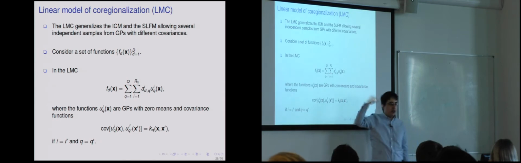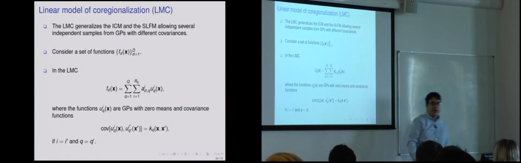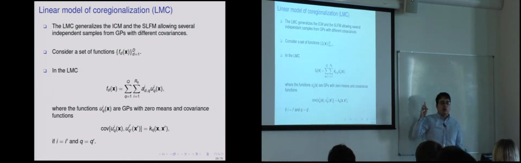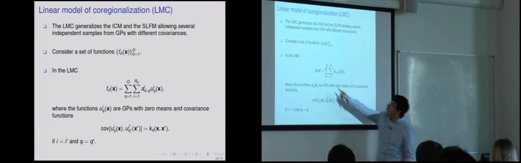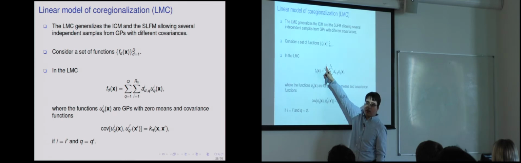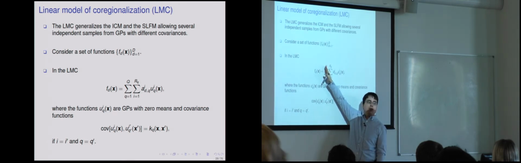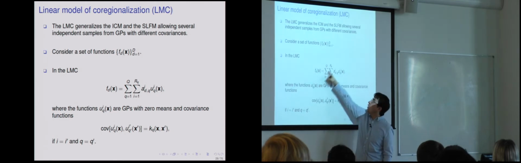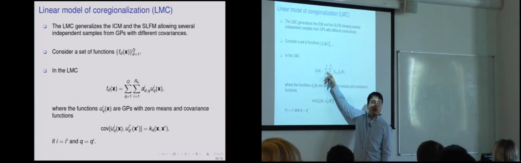That's why it was better to look at it slowly. Yeah? So what are we saying here? So when capital Q was equal to 1, what was that model? The ICM. Yeah? And where R sub Q was equal to 1, which model was that one?